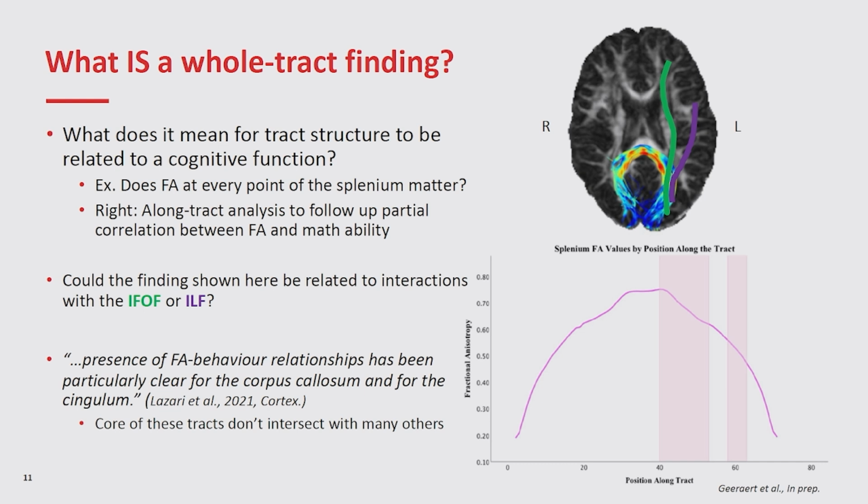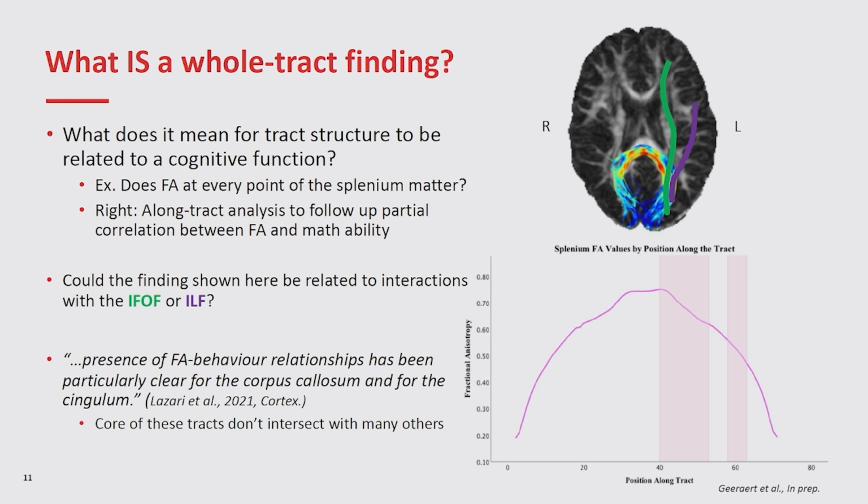So there's the inferior frontal occipital fasciculus in green and the inferior longitudinal fasciculus in purple. We've heard a little bit about how the diffusion tensor can't really distinguish between multiple fiber populations, which are present in many white matter voxels in the brain. And so some follow-up questions that we can't answer with this analysis alone are, is it maybe the case that just some interaction between these tracts is really driving the relationship with math, and that's being played out in our FA findings?